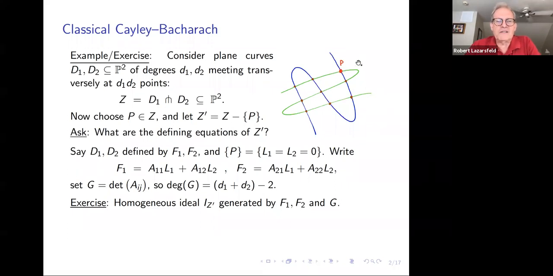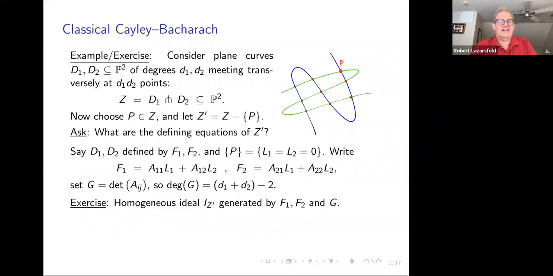And what I want to do is throw this point P away. So I want to remove P from Z, and I'm going to call what's left Z prime. So here, Z prime is all these brown points. I don't know if you can see them, but I'm throwing away the one point. And so the question is, what are the defining equations of Z prime? How do we find the equations defining this set when we throw one point of intersection of two curves away? So how do we do that?